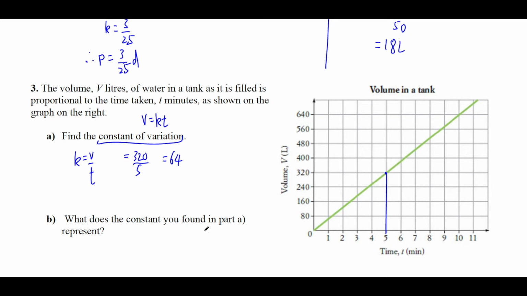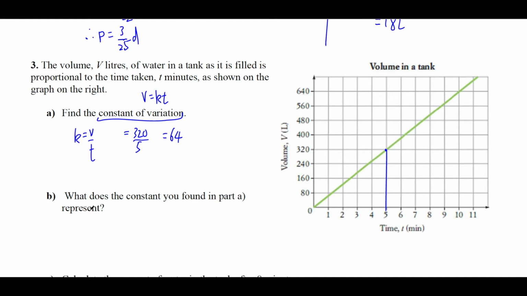What does the constant you found in part A represent? Okay, so now this question is similar to the questions that they asked yesterday about what does the gradient represent. So you can say the gradient is the rate at which the volume goes up, right? So you can say the rate at which the volume increases per minute, right?